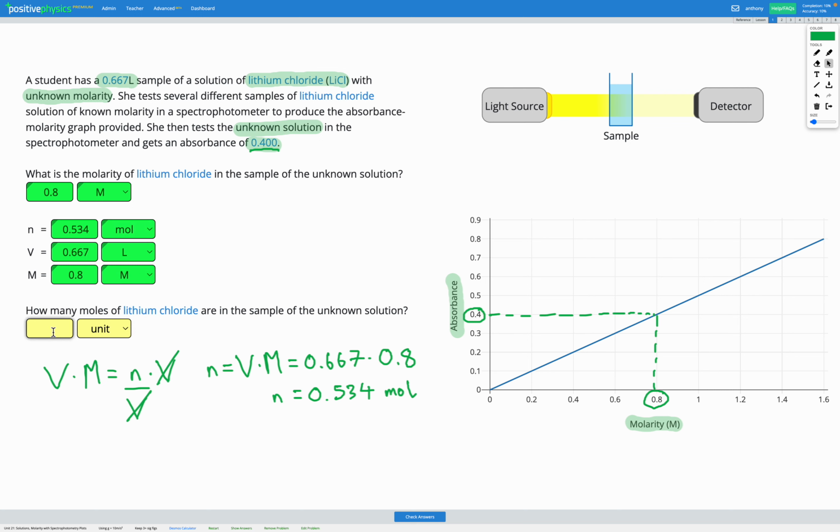How many moles of lithium chloride were in the sample? 0.534 moles. So again, this question is very similar to the previous two. We're using the exact same equation for molarity, exact same setup. The only difference here is that we're using our absorbance molarity graph from the spectrophotometer in order to figure out the molarity of our sample.